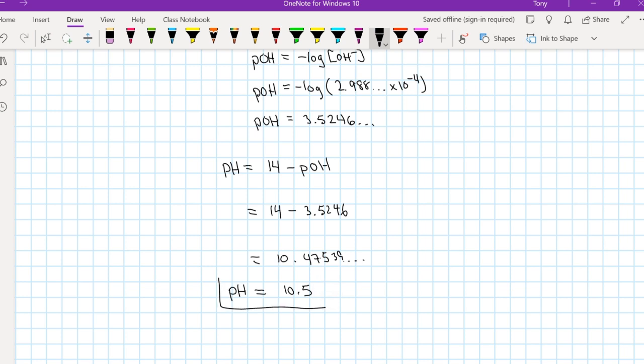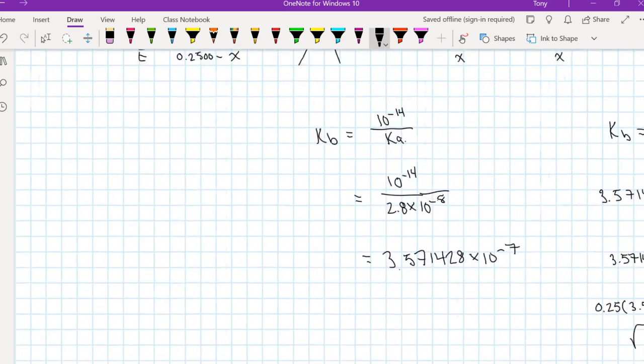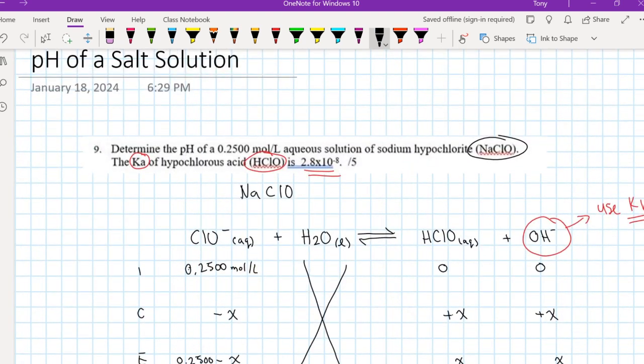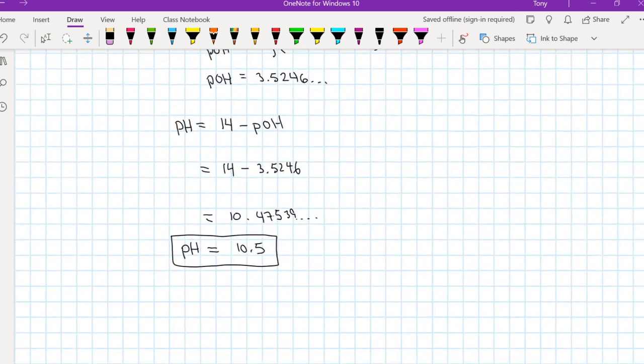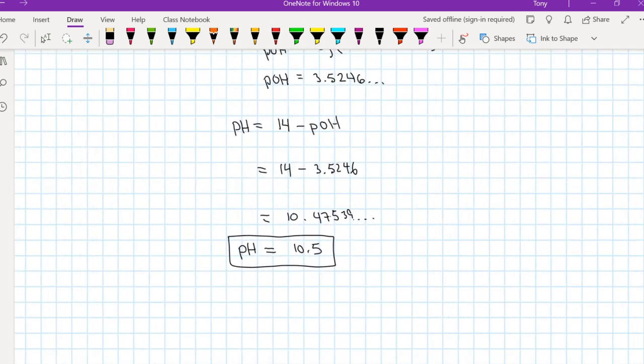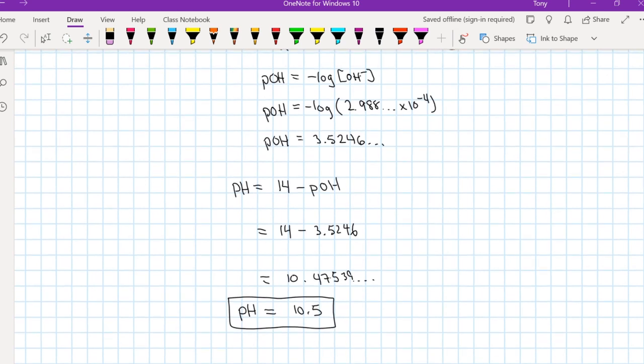Does it make sense? Well, we said at the start that sodium hypochlorite contains a conjugate base. We said that this is basic. So the salt NaClO must be basic. In other words, the solution that we get when we put this in water should be basic, and a pH of 10.5 implies a basic solution, so the answer makes sense. Hope that helps clarify things.